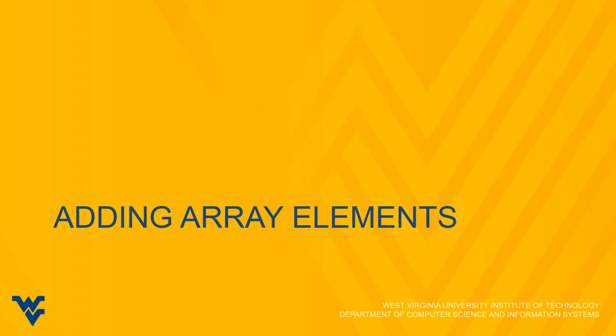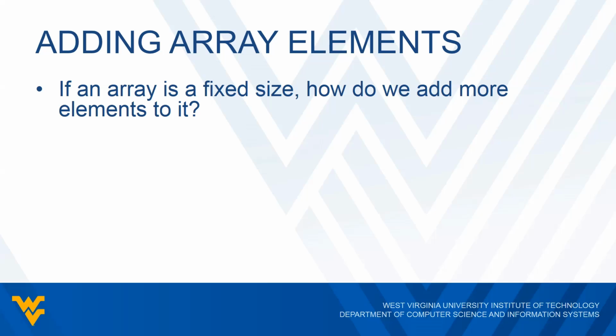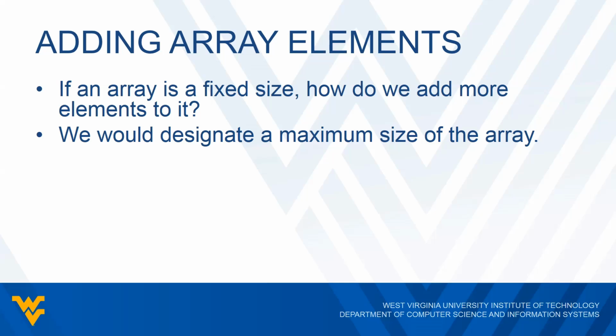Let's start by looking at the operations for adding array elements. Now, when we talk about adding array elements, we are meaning adding new elements into the array, but the problem is the array is a fixed size. So how do we actually accomplish this? How do we add more elements to it? What we're going to do is designate a maximum size of the array. So that way we can say, all right, if the array is initially empty, we can put some elements in there, but it can only go up to this maximum size.